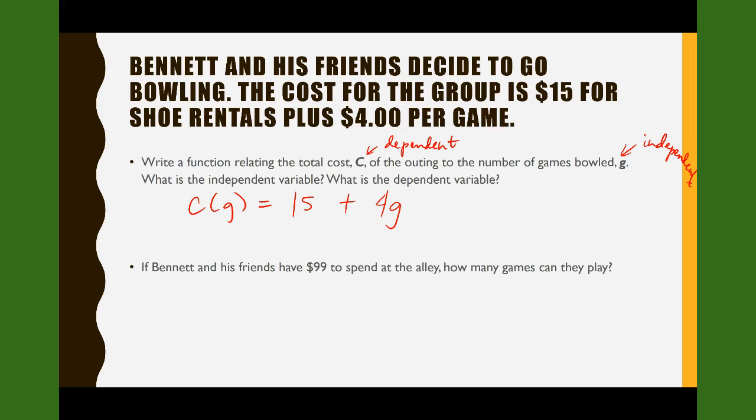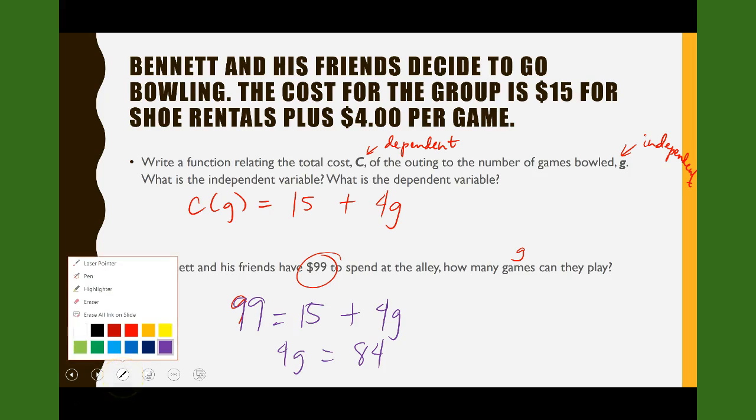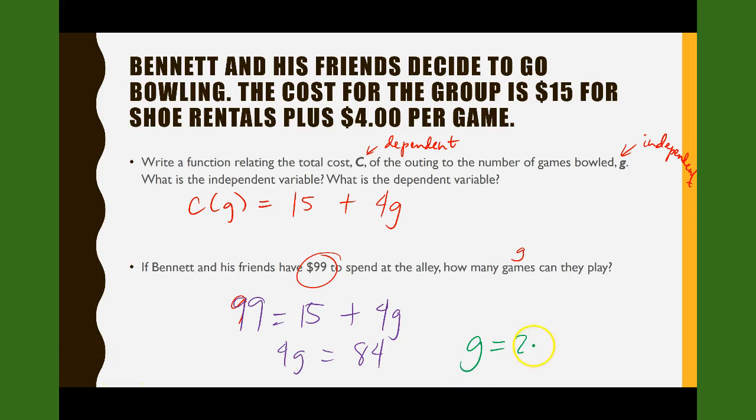And then the second part asks us, what if they have $99 to spend? How many games, or how many G, can they play? We just replace C of G by 99. So 99 equals 15 plus 4G. And if you subtract 15 from both sides, 4G equals 84. And divide both sides by 4, you get G equals 21. So 21 games.